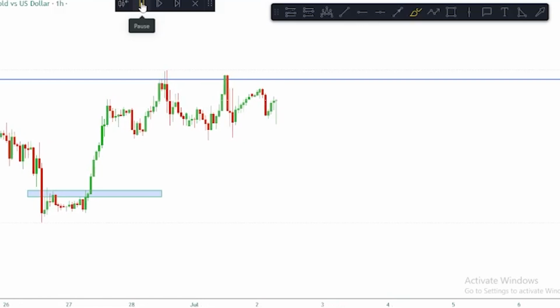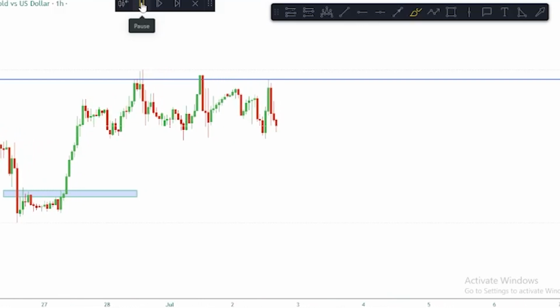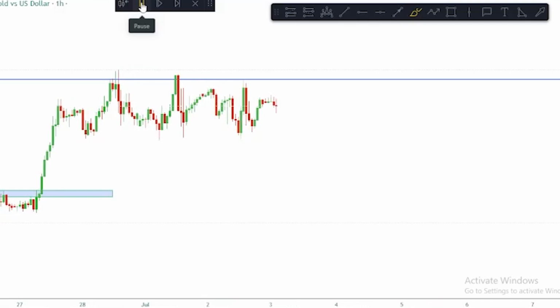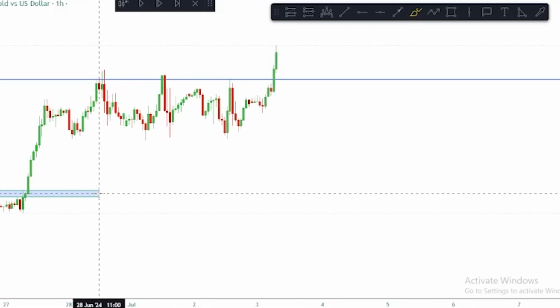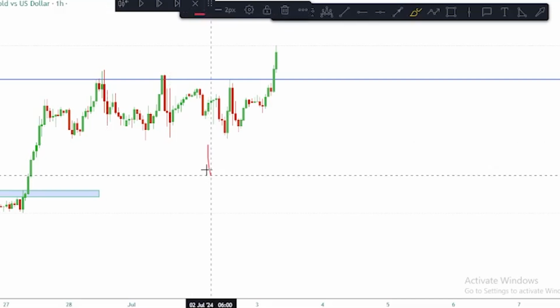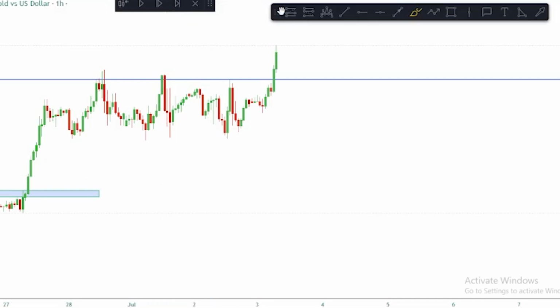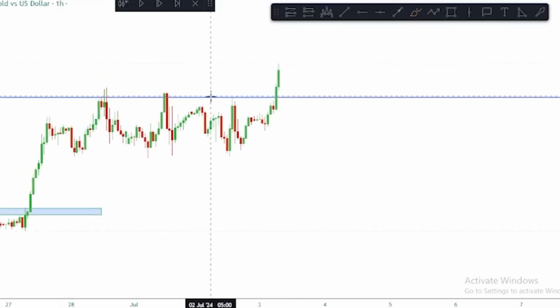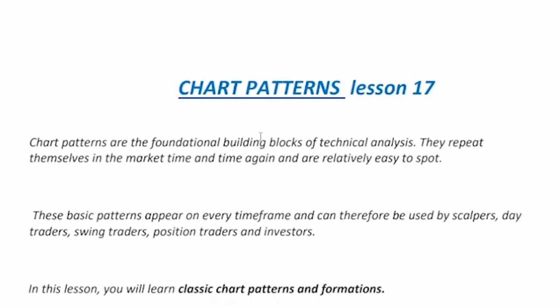That will give you the opportunity to know how to analyze the market with technical analysis by knowing the direction of the market. They repeat themselves in the market time and time again and are relatively easy to spot. These basic chart patterns appear on every time frame and can therefore be used by scalpers, day traders, swing traders, position traders, and investors. So any time frame that you are using to enter or analyze the market, those chart patterns are visible there and work well.